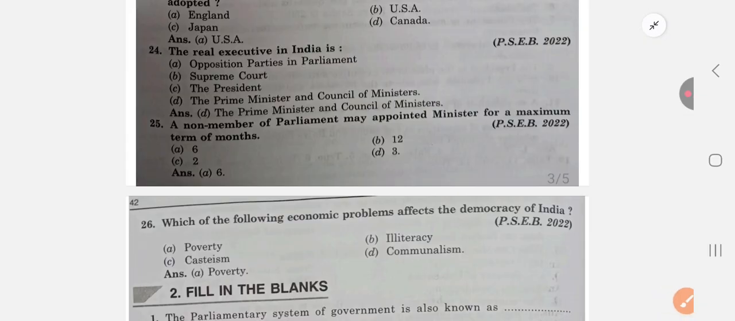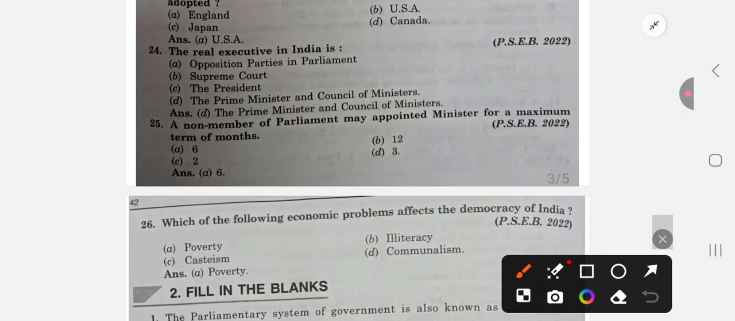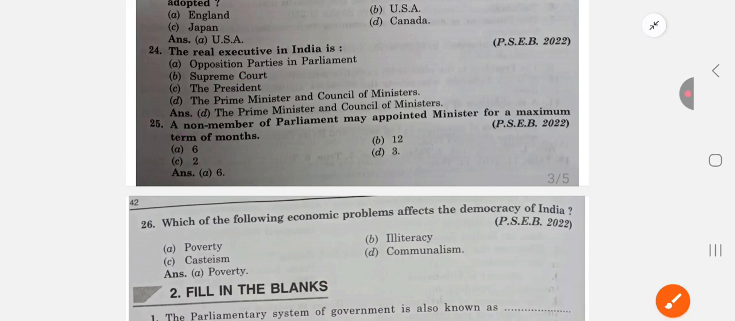Okay. Next question is, a non-member of parliament may be appointed prime minister for a maximum term of 6 months. Keep in mind, 6 months. And then further, if he chooses to continue as a prime minister, then he will have to have membership, or further extension can be done.